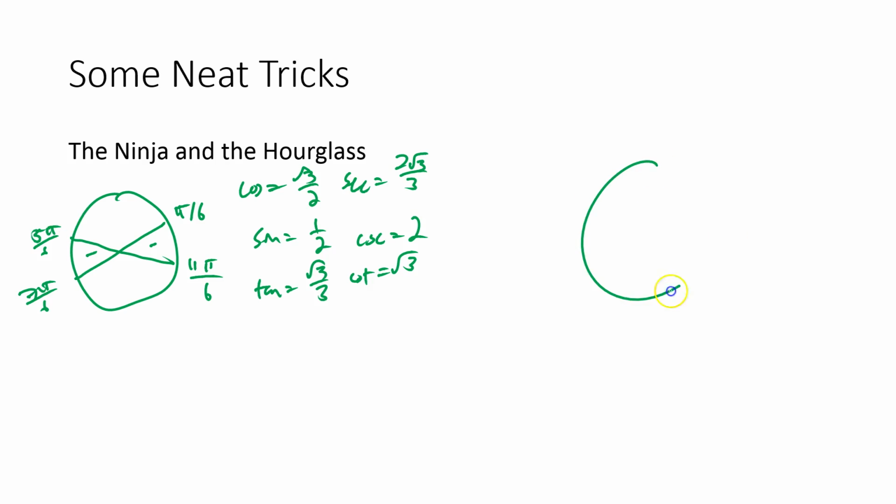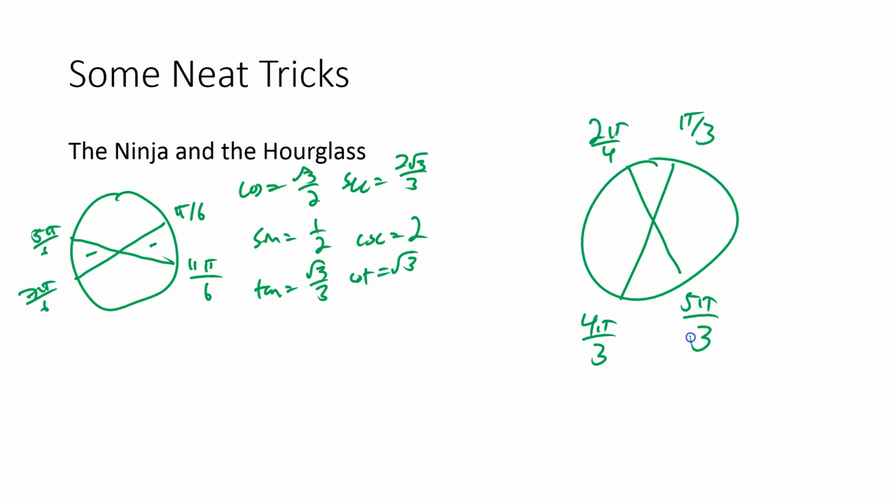So you got the ninja, and then the hourglass does the same thing. The hourglass is where you have the pi over 3's: pi over 3, 2 pi over 3, 4 pi over 3, and 5 pi over 3. These kind of flip everything around, right? Cosine is 1/2, or negative 1/2 if you're on the left. Sine is root 3 over 2. Tangent is root 3. Then secant is 2. Cosecant is 2 root 3 over 3. And cotangent is root 3 over 3.